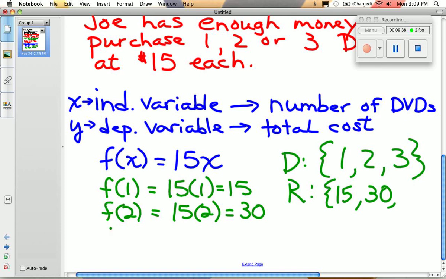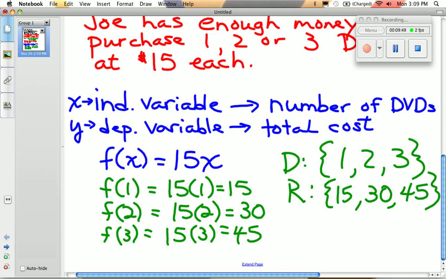And f of 3, 15 times 3, 45. So for this particular situation, a function to represent would be f of x equals 15x. Reasonable domain, 1, 2, or 3. What happens when he does buy 1, 2, or 3? 15, 30, or 45, right?